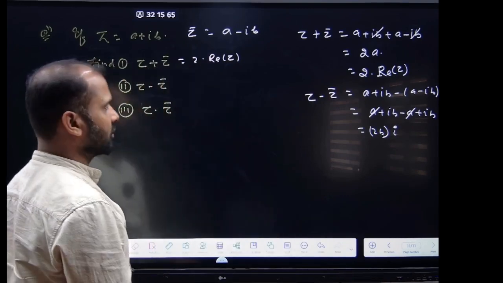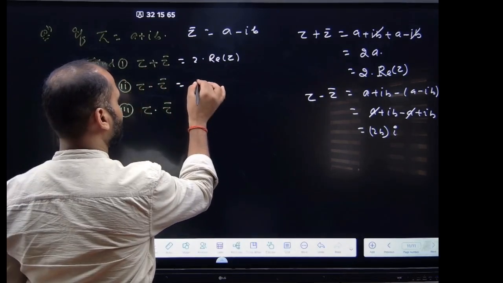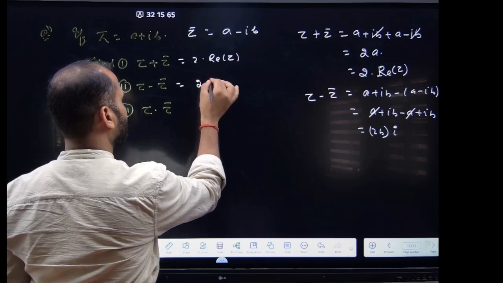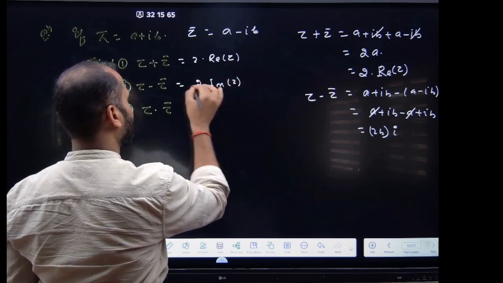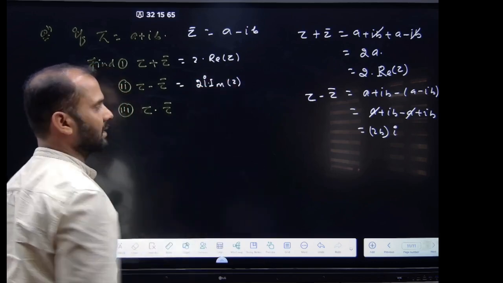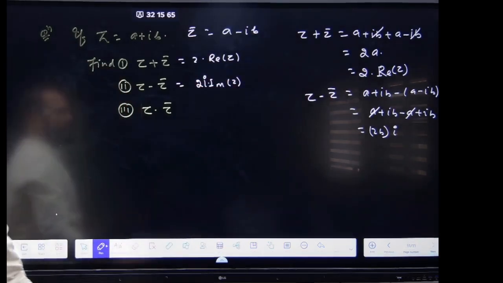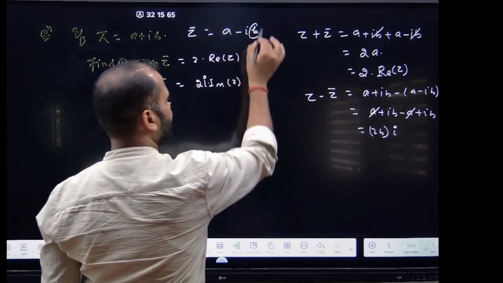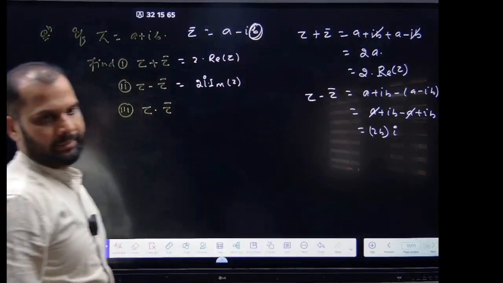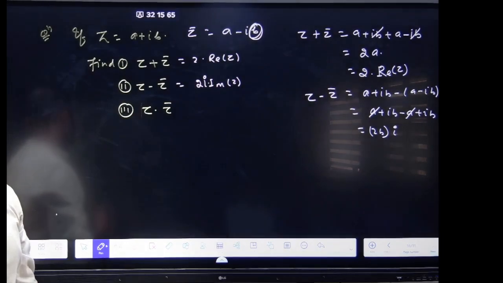It is not 2 times the imaginary part. What will I be writing? Should I write 2 times the imaginary part of z, or 2 times iota into the imaginary part? Iota will also be there. Imaginary part means the b value, this value b. Iota will also come, that I am trying to say.